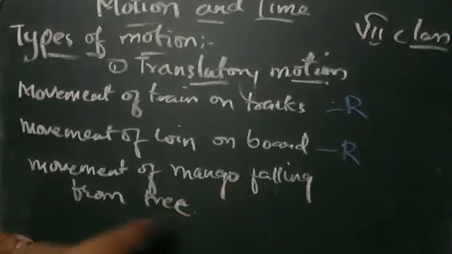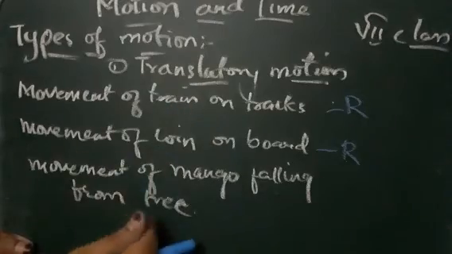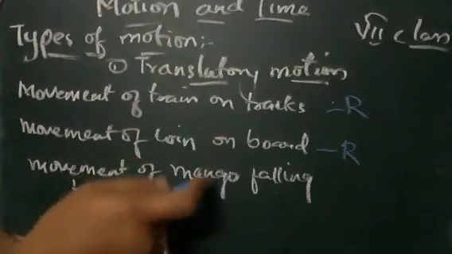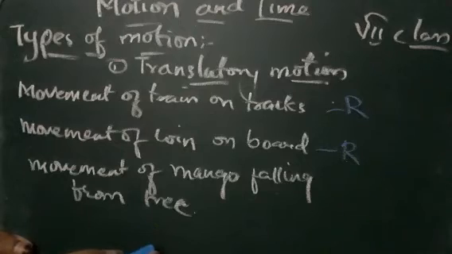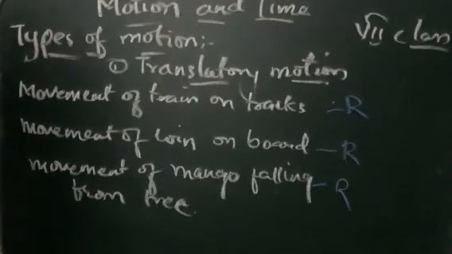Movement of a mango falling from the tree. When the mango is falling from the tree, which motion is it? Obviously translatory motion, because it has only one direction, and that is a straight line, linear. So that is nothing but rectilinear, translatory motion. I hope it is clear.